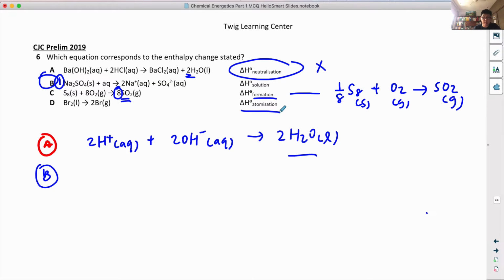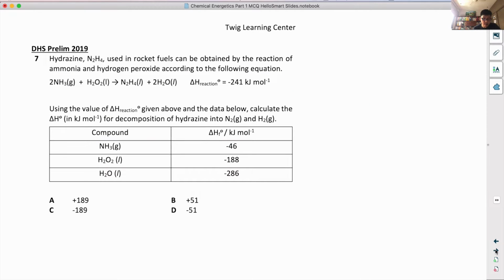Same goes for the next one, atomization. Atomization is to form 1 mole of gaseous atoms. So this one is not correct, because you're forming 2 moles of gaseous atoms. So that's why D is not acceptable. Are you with me? So that's why the answer is B. Okay, let's move on. Let's look at question 7.